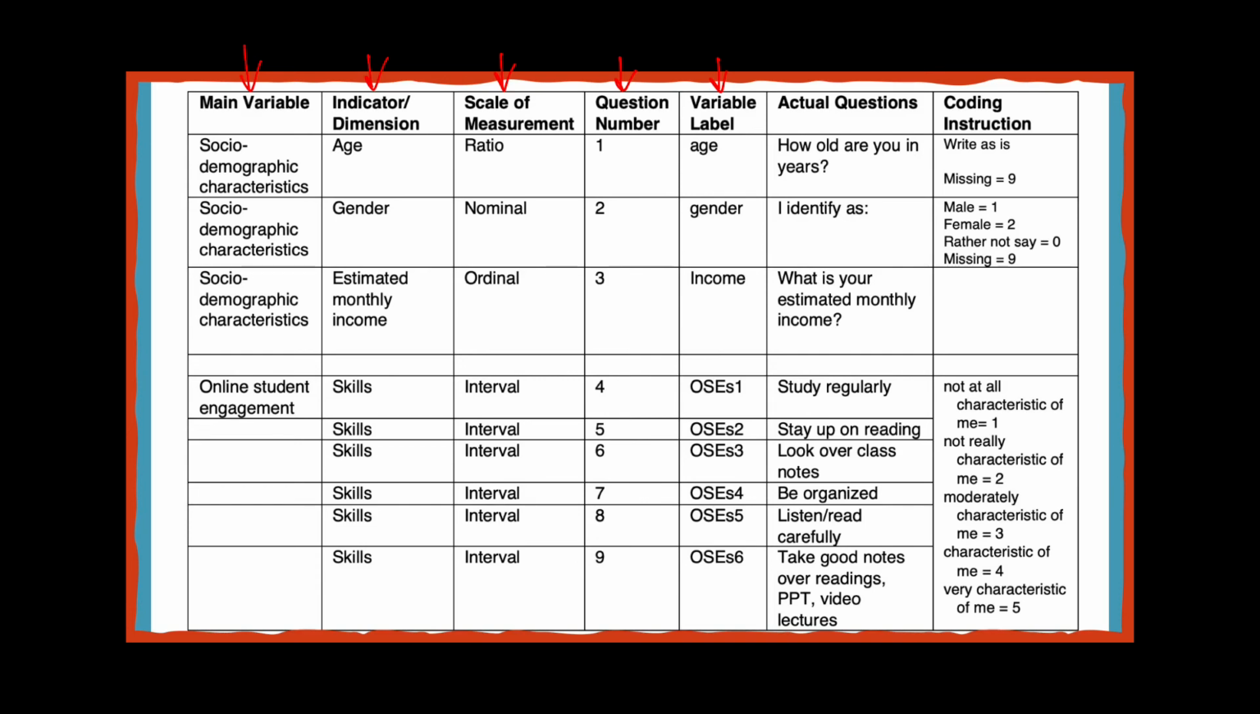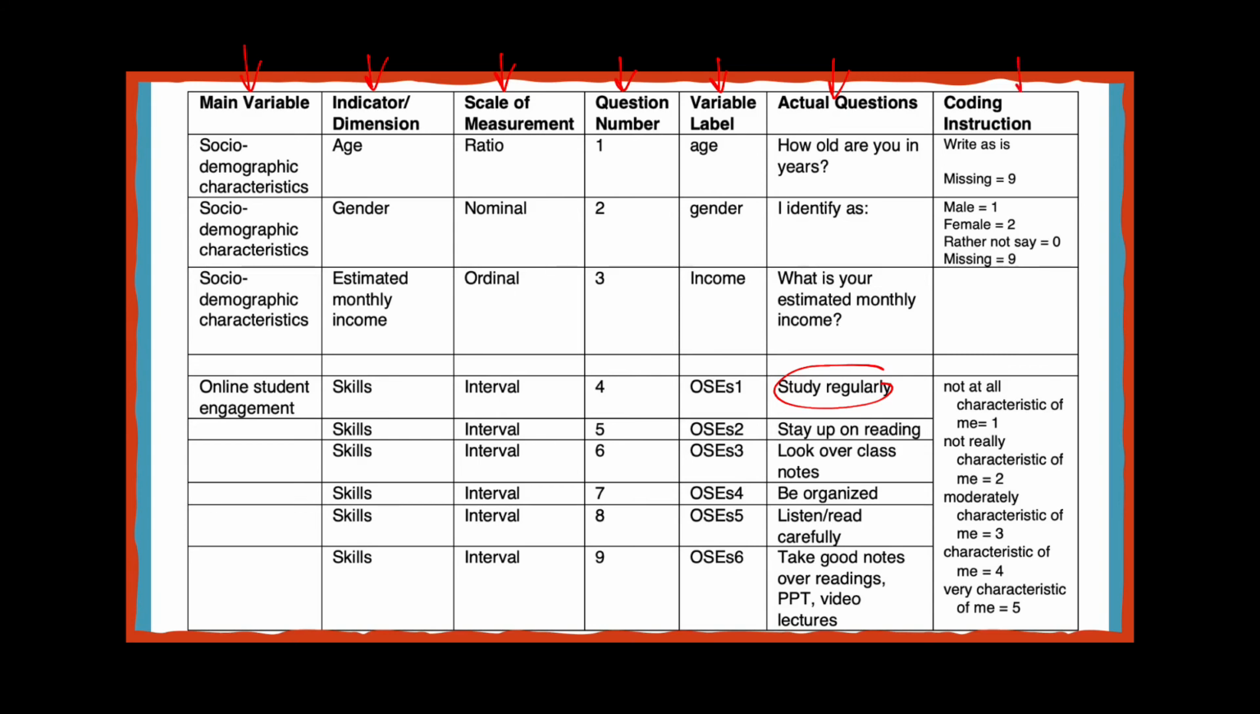Remember, in the database, for example, this is, let's say, study regularly. You don't put that as the whole label. It has to be coded, no? And there should be no space. So for example, since age is just a short word, we just say age, no? Gender, and then the actual question being asked in the questionnaire, and then the coding instruction, no?